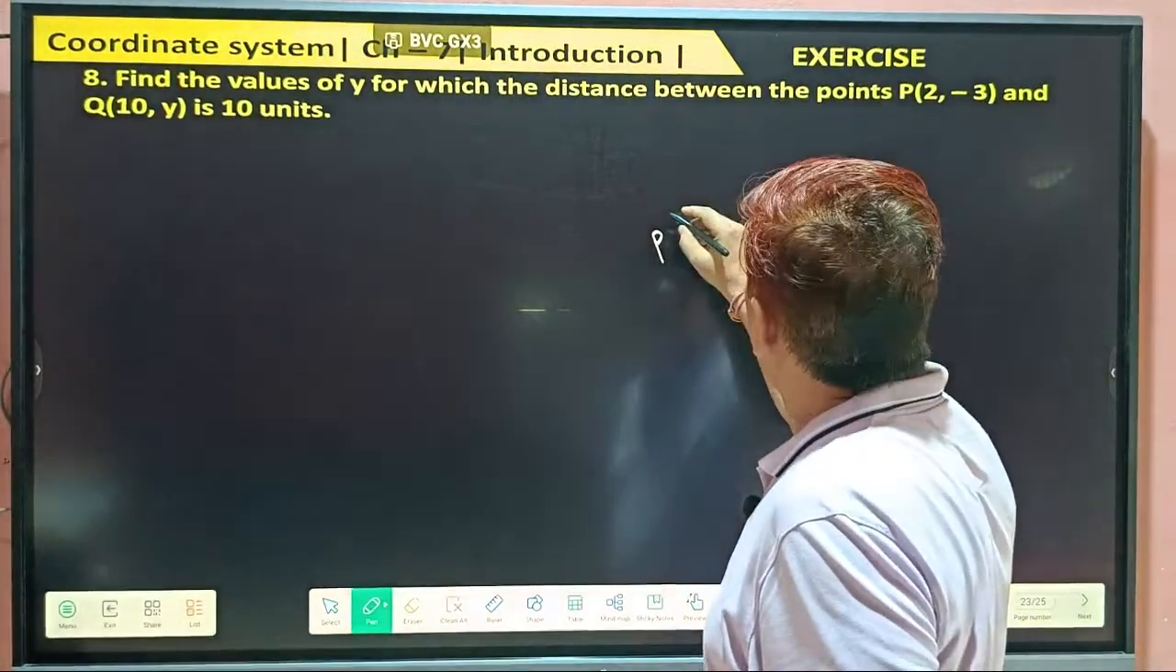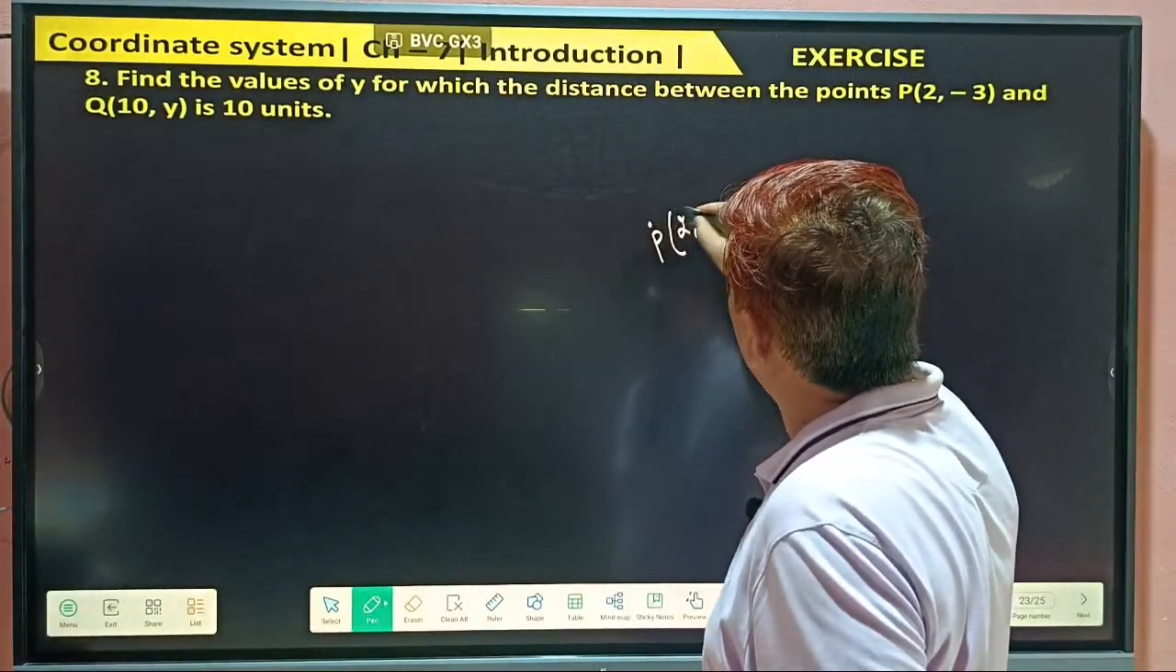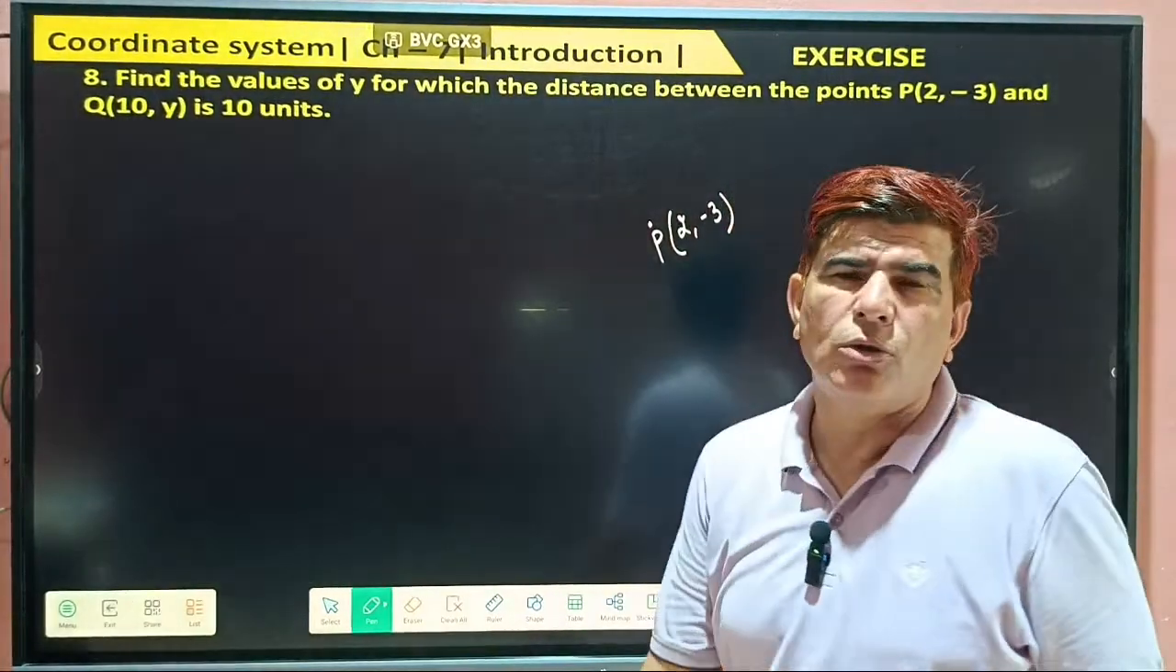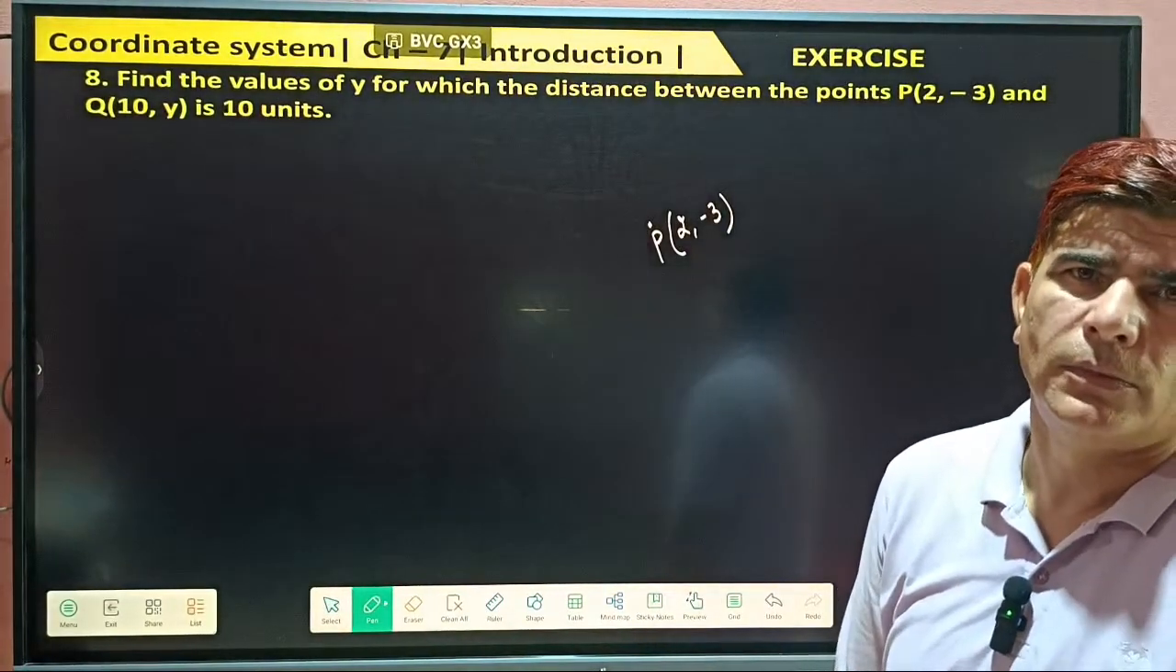The point P has coordinates (2, -3). X is positive, Y is negative, so it lies in the fourth quadrant.